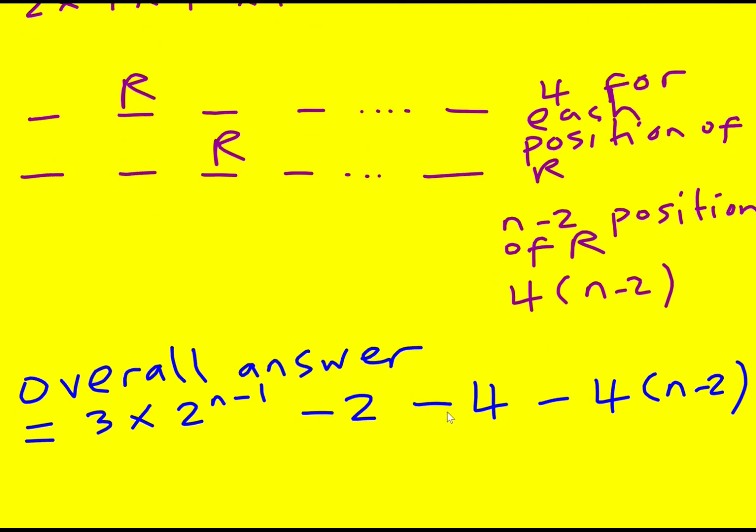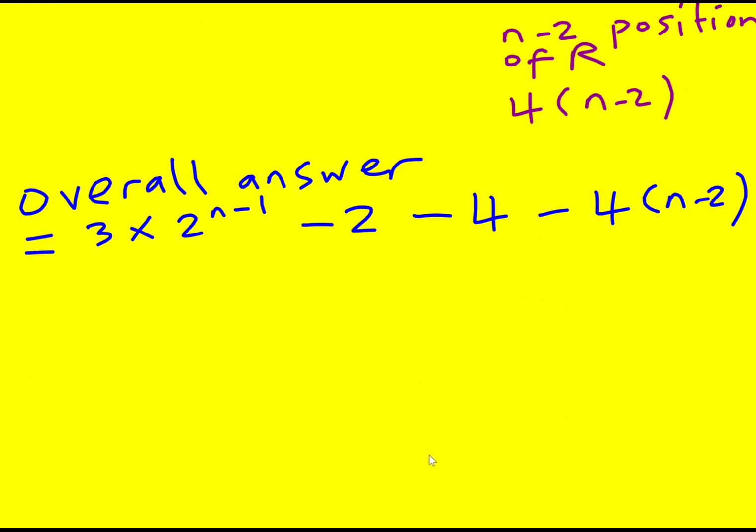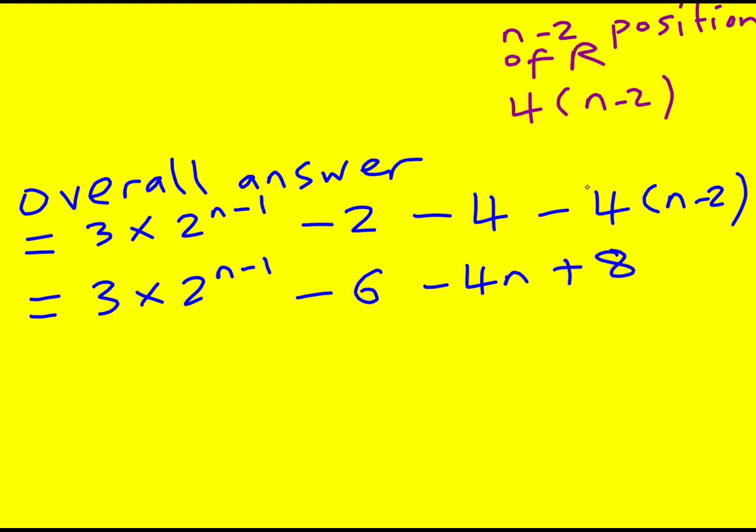Whew. All right, just need to simplify it. We've done all the hard work, so it's going to be 3 times 2 to the n minus 1. I'm going to get minus 6 minus 4n plus 8, double negative here. So 3 times 2 to the n minus 1 minus 4n plus 2.